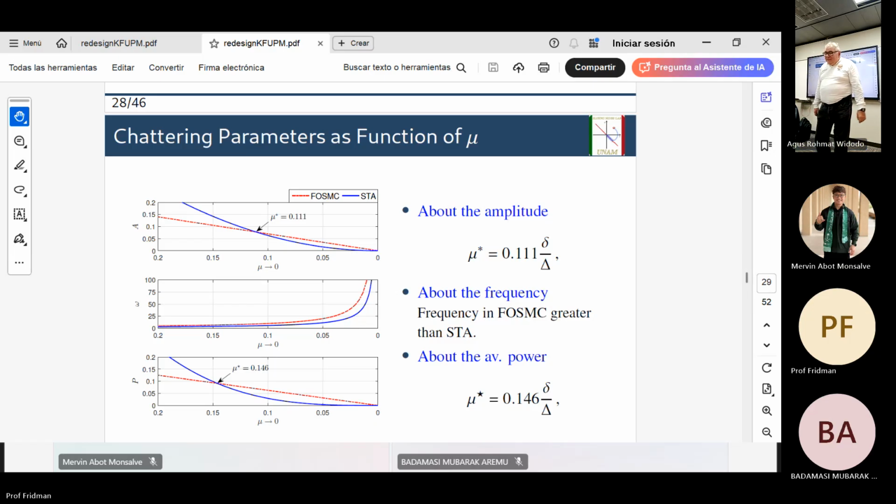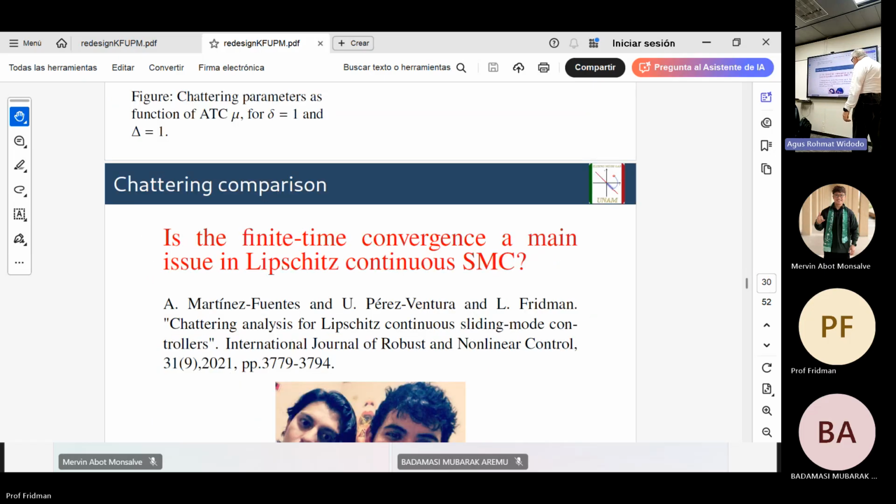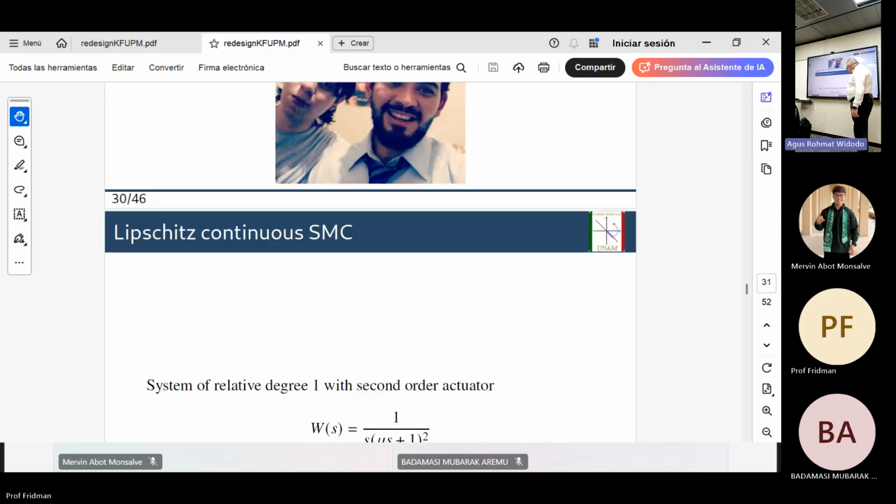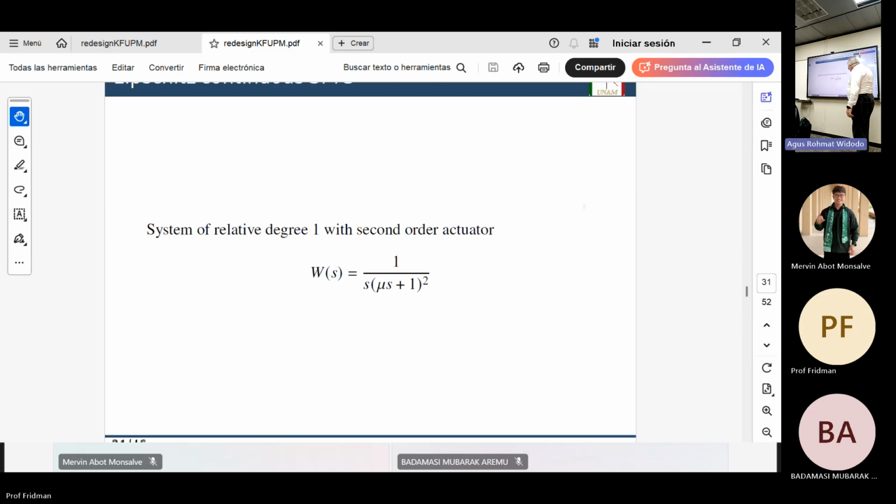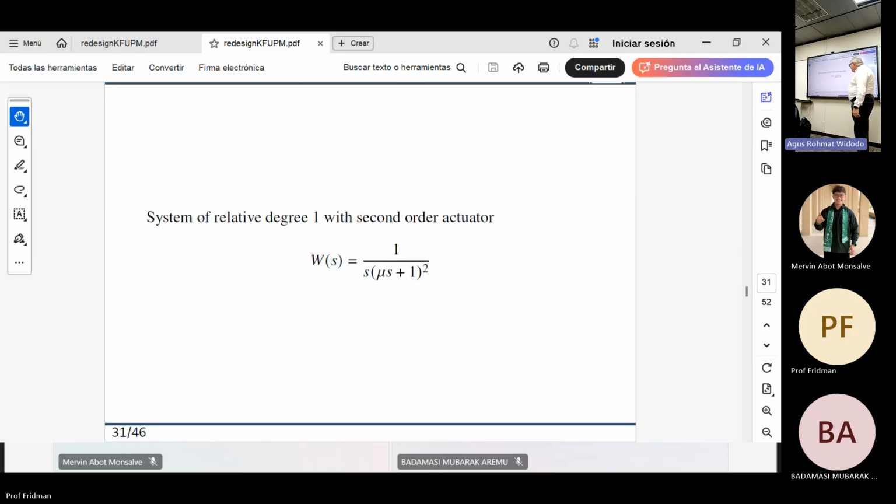Okay. The next story is about the Lipschitz controller. The Lipschitz controller is in reality also a second order controller, but they are Lipschitz. Why do we need Lipschitz? Because in the previous one, I've already told you this story is good because it's continuous, but it still has infinite gain. Okay?